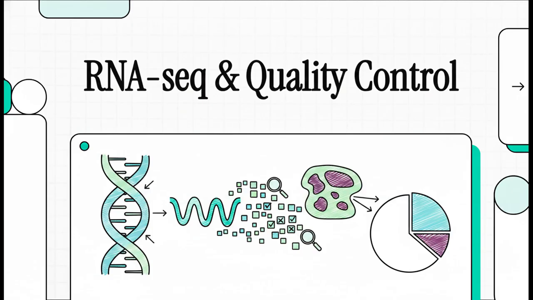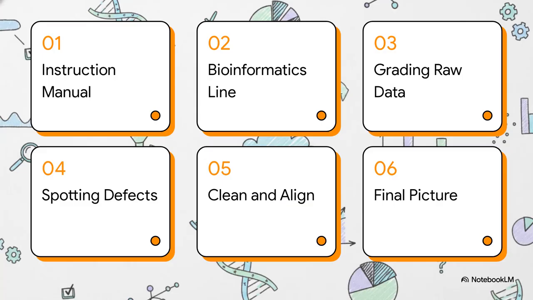But here's the catch. Dealing with millions of lines of genetic code isn't just about reading it. It is entirely about quality control. So let's explore this incredible process together. To make sense of all this, our sources lay out a really clear roadmap for us today. We're going to hit 6 key areas: the instruction manual of life, the bioinformatics assembly line, grading the raw data, spotting factory defects, cleaning and aligning, and finally visualizing the final picture.